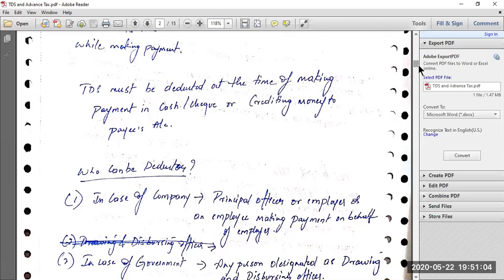Then in case of rent, what will happen, the tenant who is supposed to pay the rent will be deducting the amount of money. So in case of an individual, if he is paying rent either towards the use of land and building or plant and machinery, so if the tenant has to pay the landlord or the owner of the asset or property a certain amount of money, he would be the person who would be deducting the amount of money. So he would be deductor in case of rent.